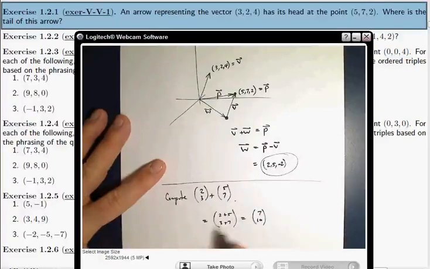And that's not much, right? But it shows where these numbers came from, that you're using the formula for vector addition, and then you're computing based on that.